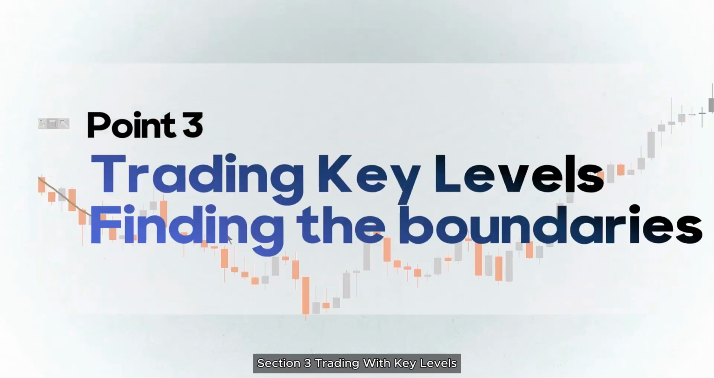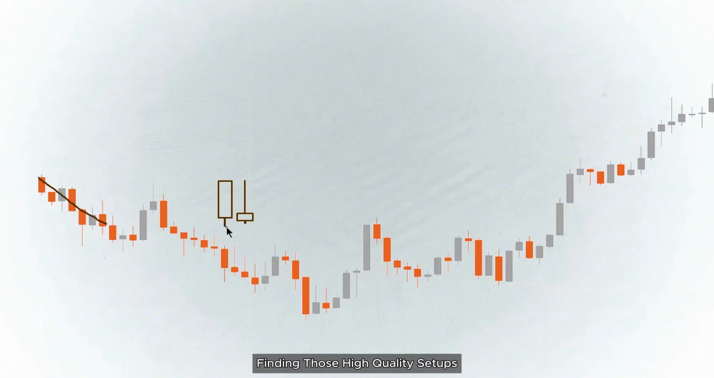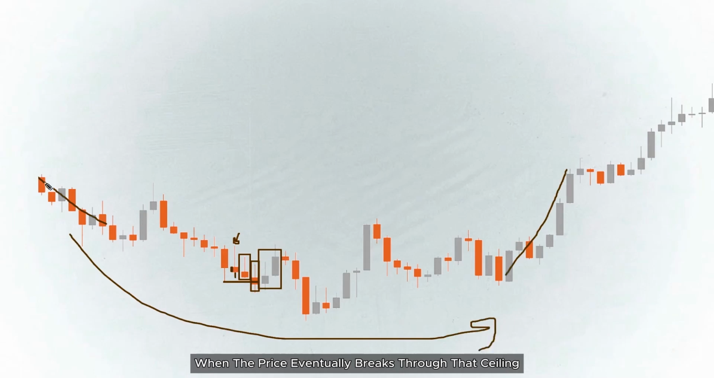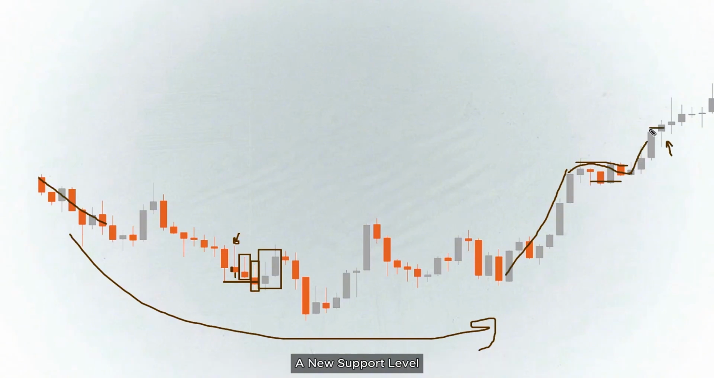Section 3. Trading with key levels. Finding the boundaries. So finding those high-quality setups means you've got to do your homework before the pattern even forms. You need to identify historical key levels on your chart first. Look at where the price has gone up, hit this kind of invisible ceiling, and fallen back down. That's a resistance level. Then watch what happens when the price eventually breaks through that ceiling. Very often, that old resistance becomes a new floor, a new support level.